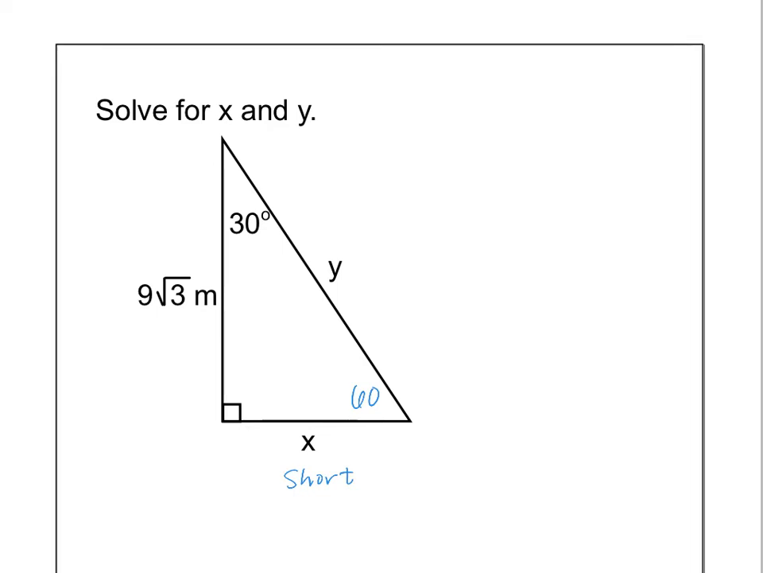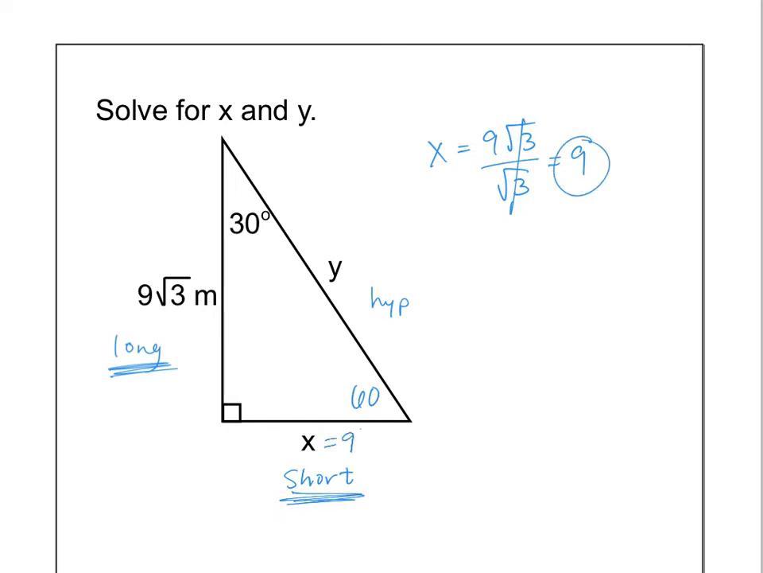To work backwards from the long leg, this would be our long leg, and this would be our hypotenuse. To work backwards from long leg to short leg, you're going to divide. Can you think about what you divide by? If you're thinking root 3, you're correct. So we're going to take 9 root 3 and divide by root 3. These cancel out, and we get the short leg is 9.